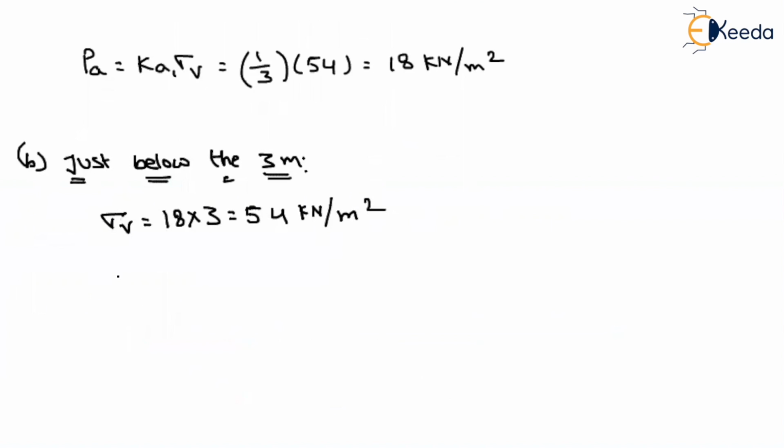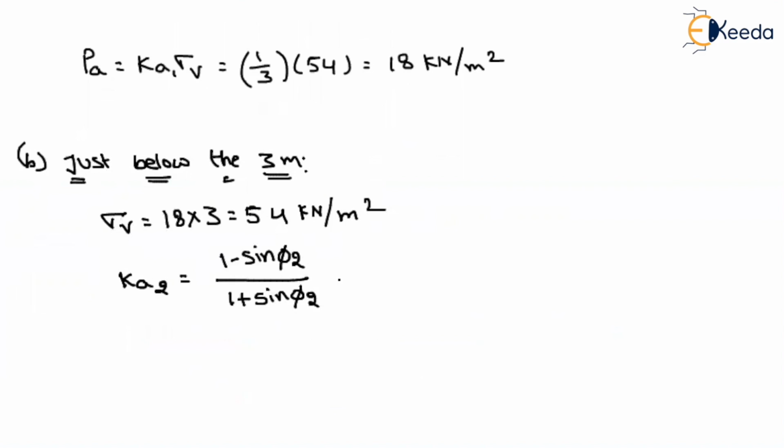Now, what about in that region? What about the phi value? 20. So that's why I'm finding the active earth pressure coefficient. That will be equal to 1 minus sine phi 2 divided by 1 plus sine phi 2.